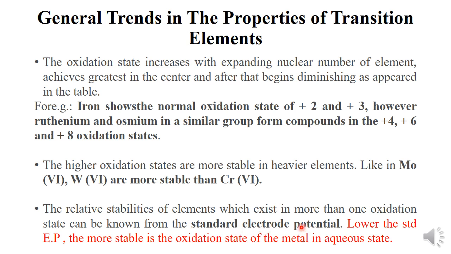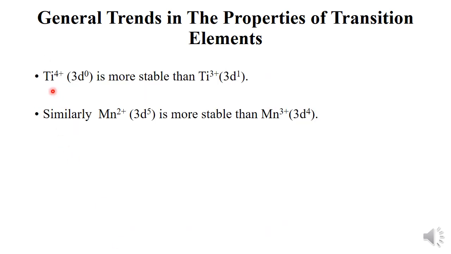कि अगर हमारे पास कोई भी एक एलिमेंट एक से ज्यादा ऑक्सीडेशन स्टेट में एग्जिस्ट कर सकता है तो हम उसकी स्टेबिलिटी किसके बिहाफ पे बता सकते हैं, स्टैंडर्ड इलेक्ट्रोड पोटेंशियल के बिहाफ पे. लोअर द वैल्यू ऑफ स्टैंडर्ड इलेक्ट्रोड पोटेंशियल, मोर स्टेबल इज द ऑक्सीडेशन स्टेट ऑफ मेटल इन द एक्वस स्टेट. जितनी ज्यादा बेटा इलेक्ट्रोड पोटेंशियल की वैल्यू कम होगी उतनी ही ज्यादा हमारी ऑक्सीडेशन स्टेट ज्यादा स्टेबल होगी. क्लियर? सो लाइक titanium 4 positive is more stable than the titanium 3 positive.